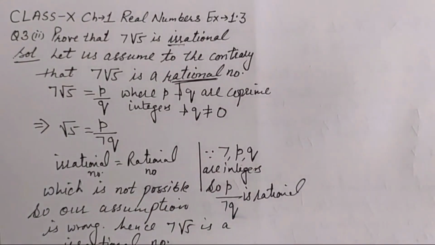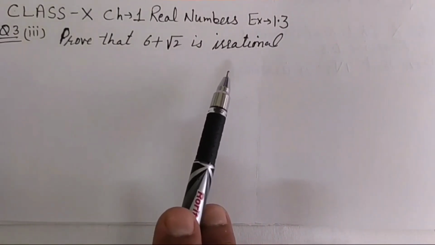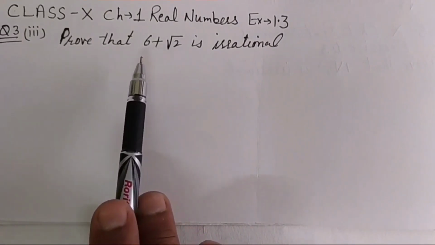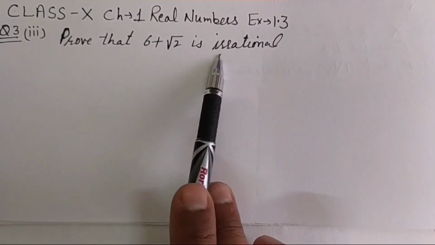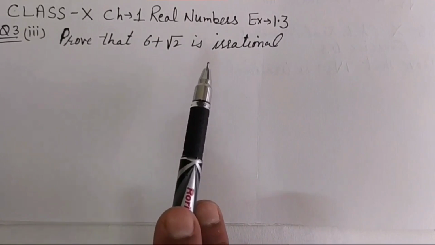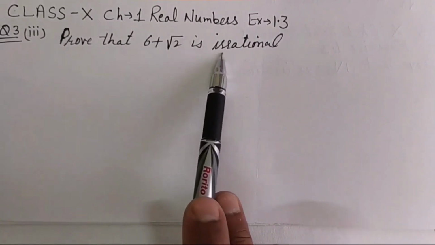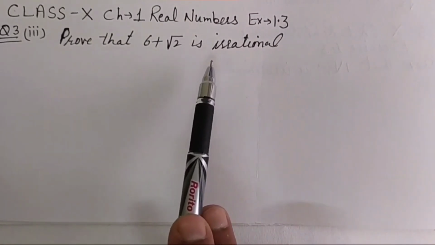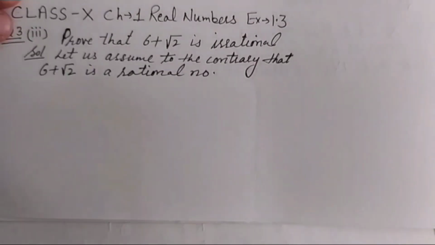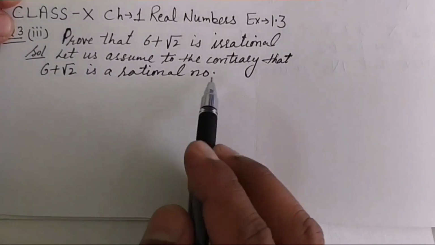Thanks for watching. Now, prove that 6 plus root 2 is irrational. For proving this question, first of all we will assume to the contrary that 6 plus root 2 is a rational number. Contrary means we assume the opposite of the given condition. The condition is that we have to prove 6 plus root 2 is an irrational number, so first we assume it is a rational number. So let's start. Let's assume to the contrary that 6 plus root 2 is a rational number.